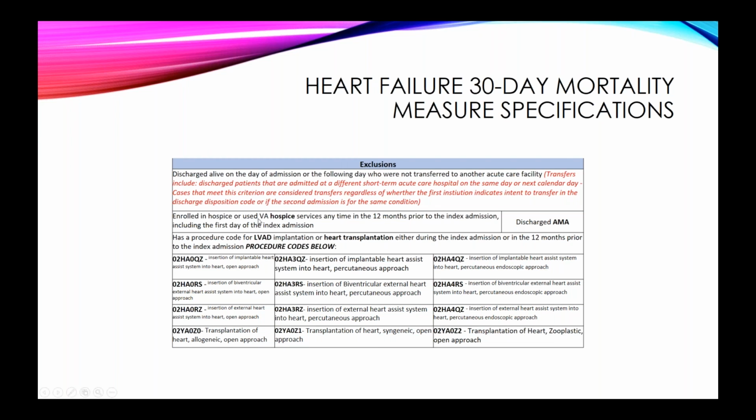Another good example is if the patient has been enrolled in hospice or used a hospice service in the 12 months prior to the index admission. We learned through this study that just discharging someone with a consult for hospice is not actually going to exclude a patient. They actually have to be enrolled into the program. These are also some of the codes that if the patient's had an LVAD or heart transplant the 12 months prior, they'll be excluded, and we need to make sure that some of these codes are captured if they're relevant.